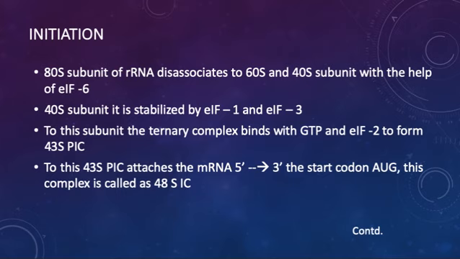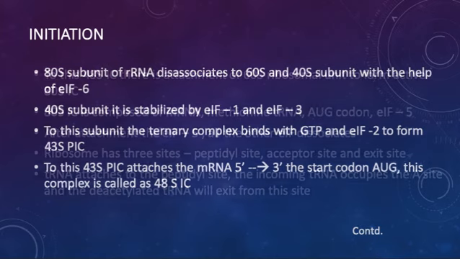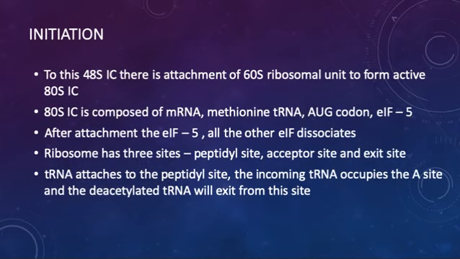Now this 48S initiation complex gets attached to the 60S ribosomal unit to form the active 80S initiation complex. This 80S initiation complex is made up of mRNA, methionine tRNA, the start codon, that is the AUG codon, and also initiation factor 5. When this initiation factor 5 attaches, what happens after this? The other initiation factors dissociate from the 80S initiation complex.